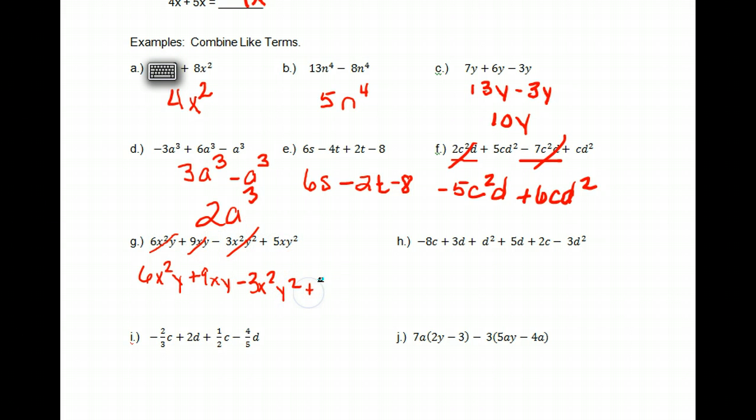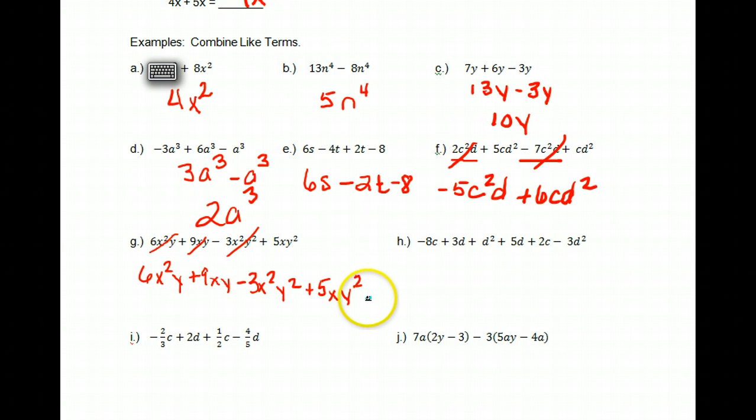That leaves us with just the same exact expression that we started with. Sometimes this happens. It cannot be simplified because there were no like terms. In a situation like this, it would have been okay to simply write cannot be simplified.